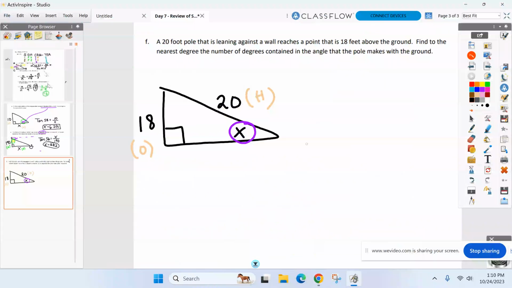Sine, S-I-N. What am I going to put next? Yeah, the angle, X, equals, what goes on top here? 18 over 20. And nothing's going to change. I'm going to go right to the solver.